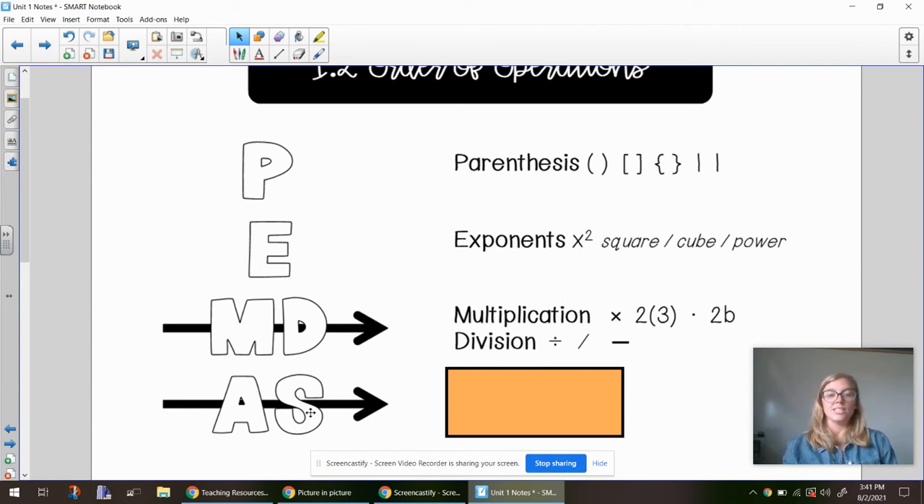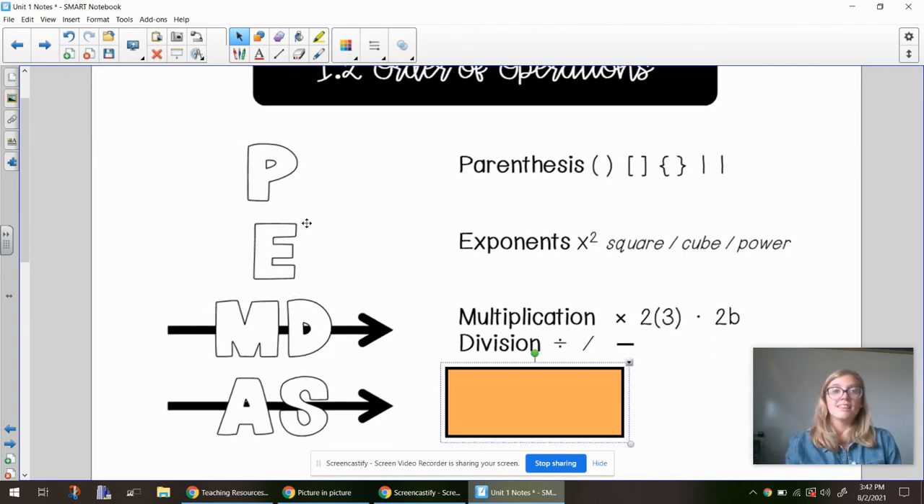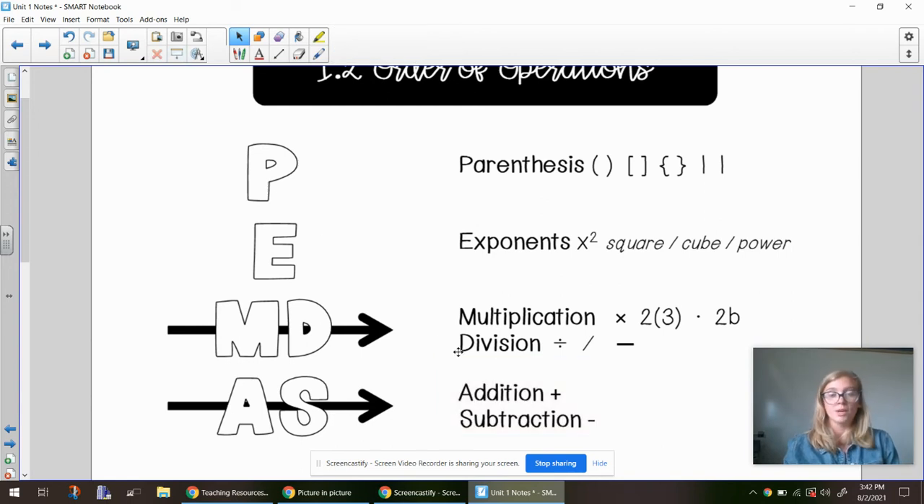Last but not least, we have addition and subtraction. Again, it's really tempting to see, oh, A comes before S, so I'm going to add everything first. That's not true. Again, addition and subtraction happen in the same step, so we're going to move from left to right. Thankfully, addition and subtraction have no weird ways we can write them. They're either adding or subtracting.